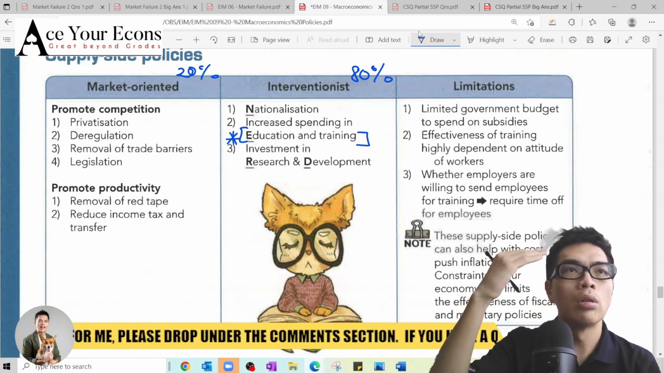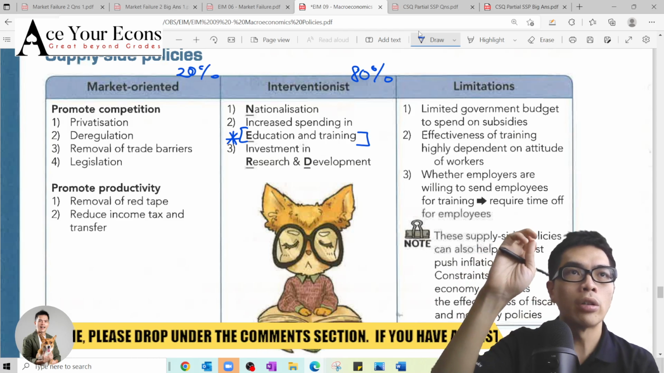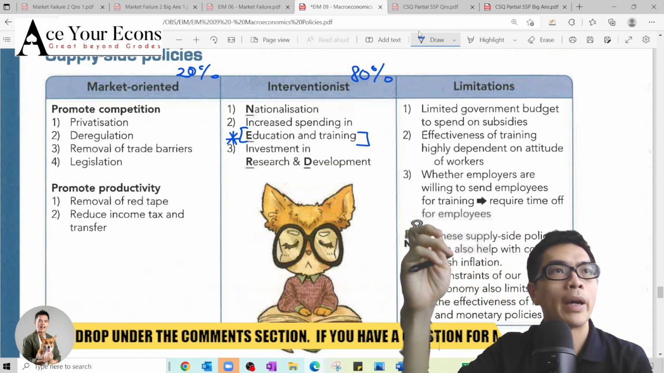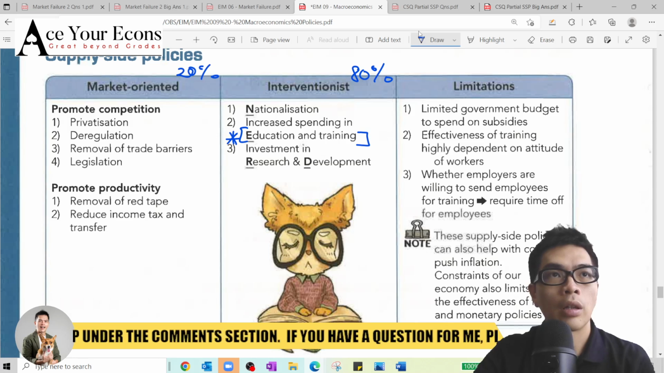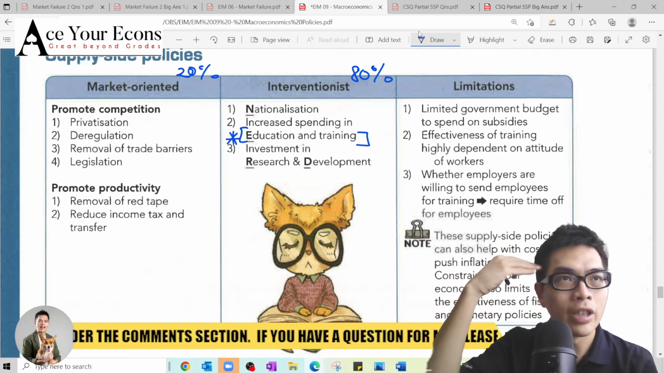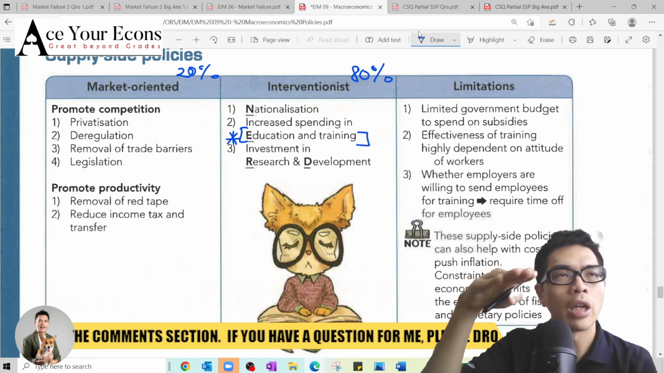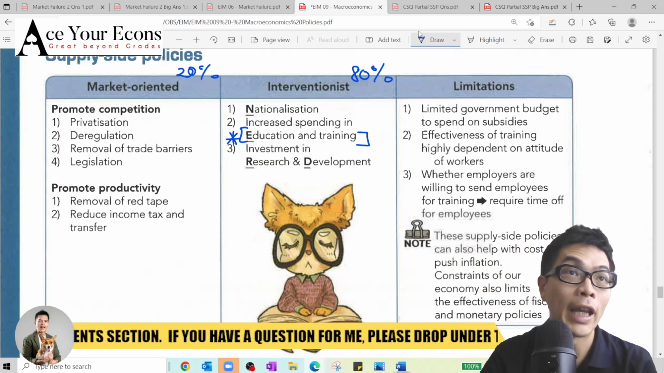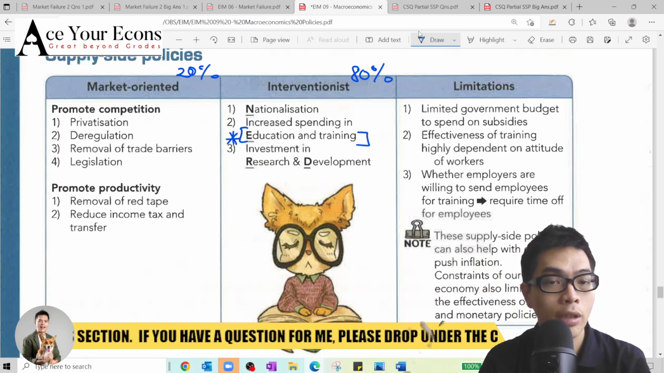Is it trying to lower production costs? Is it trying to promote more innovation? Or is it trying to promote more export competitiveness? And with this in mind, then you can relate to whether it affects your AS curve, your SRAS, LRAS, or even AD. It could also affect your AD.